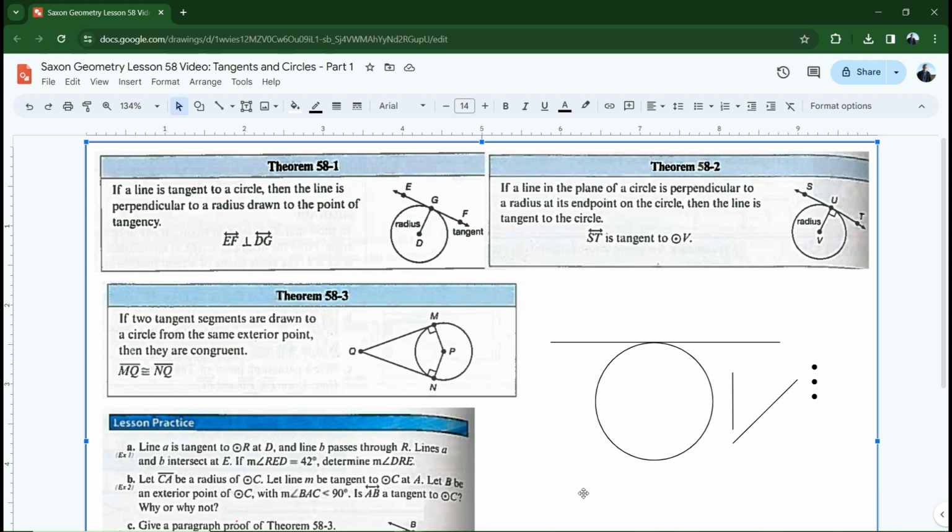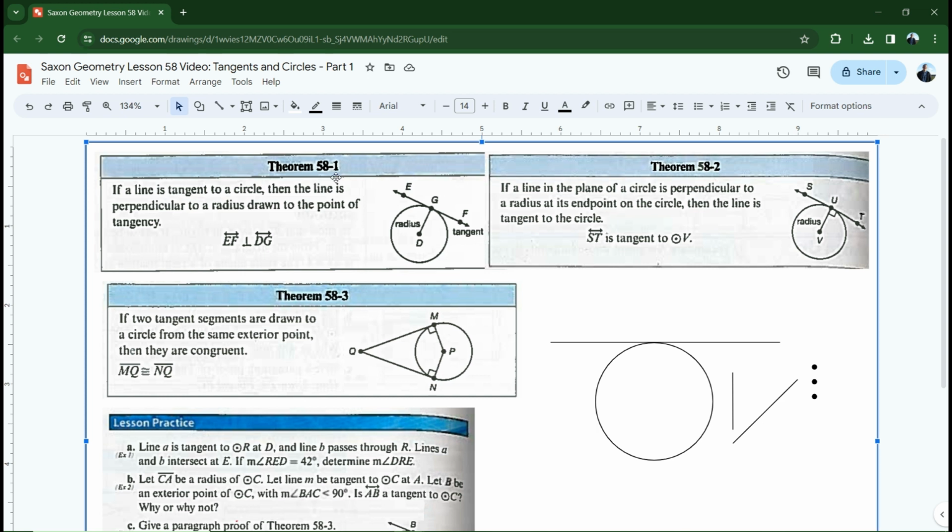So let's take a look at some theorems related to those tangent lines that just barely touch 1 point on the outside of the circle. First of all, if a line is tangent to the circle, the line is perpendicular to the radius drawn at the point of tangency. The point of tangency being the point where the tangent touches the circle. So if I drew line EF here, and it was tangent to the circle at point G, then the radius DG would be perpendicular to EF.